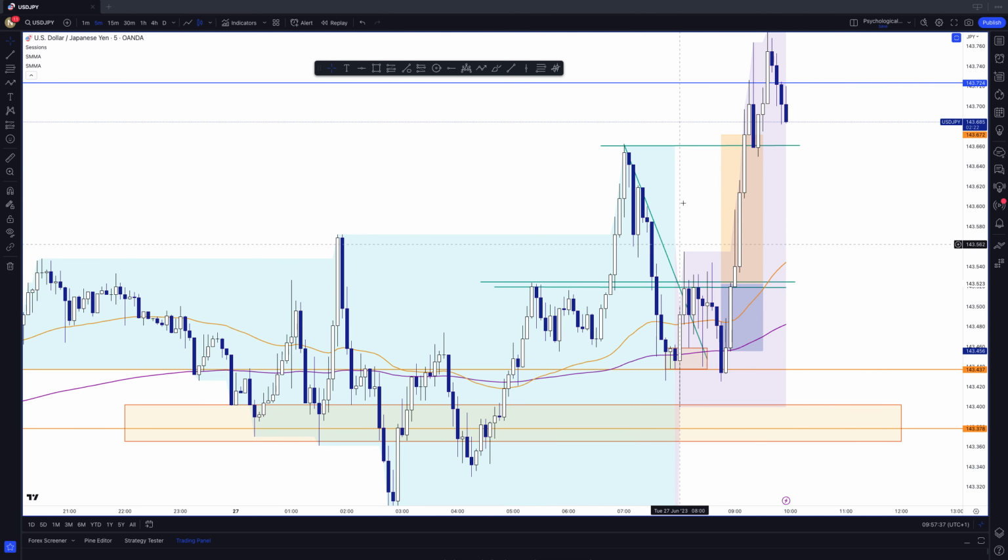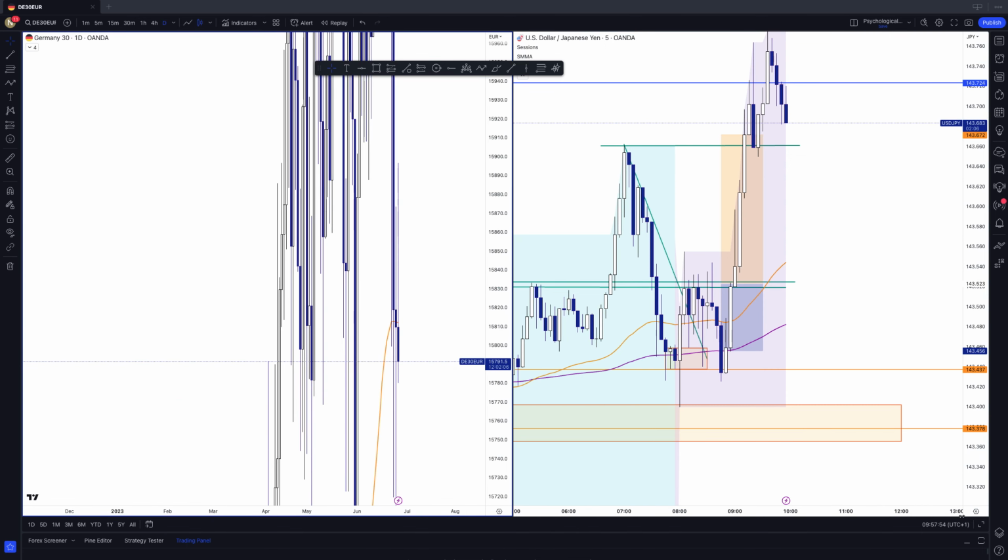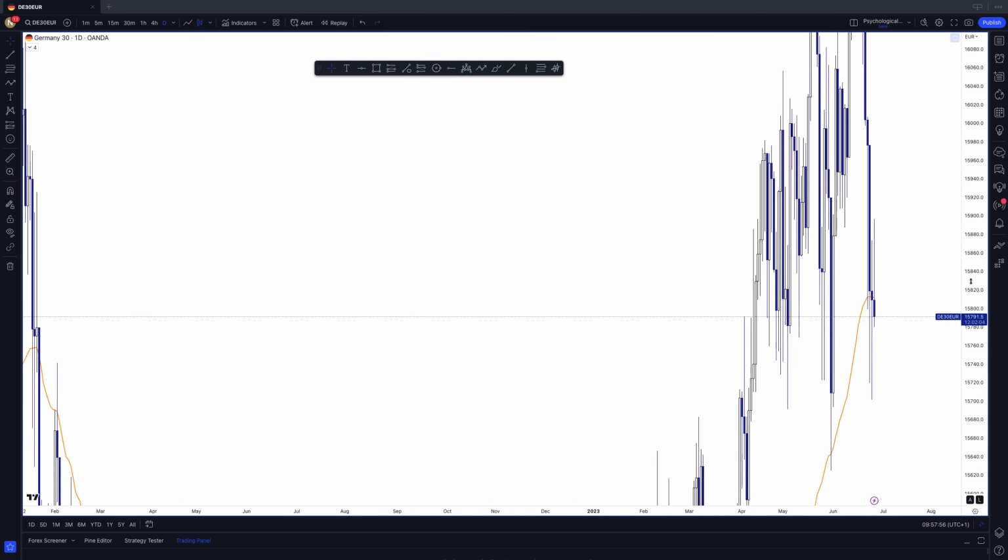So I eliminated my first loser, which was good. I think it was too forced, this entry over here, rushing too much into it. So yeah, this was the Japanese yen situation, USD Japanese yen. And now we quickly go to the German 30.